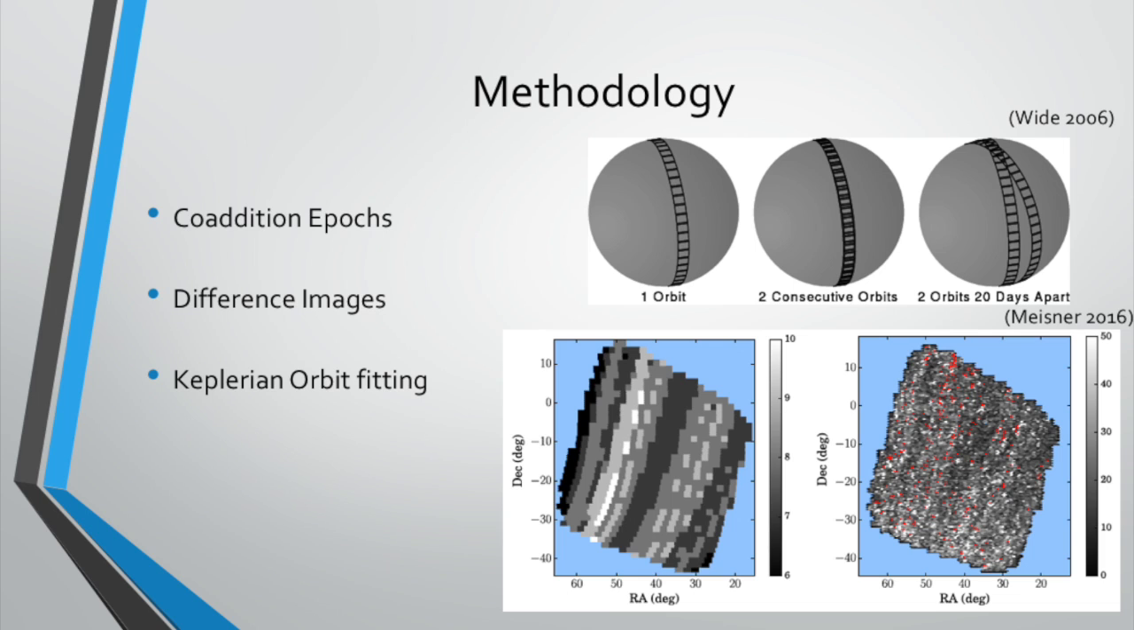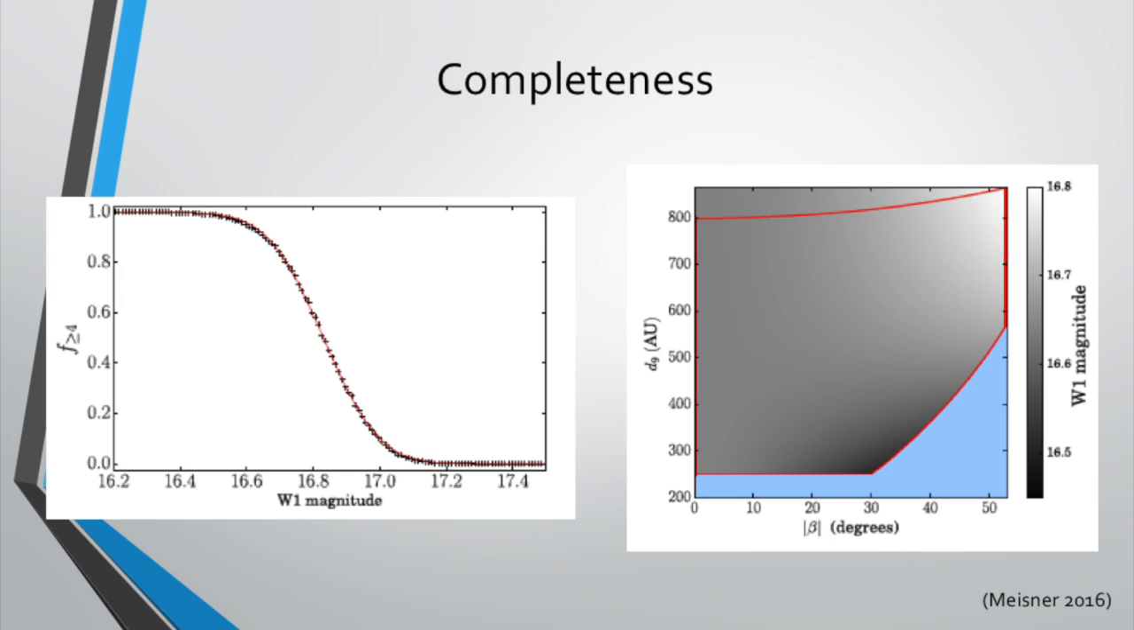The red dots represent the ones linked by Keplerian orbit fitting. The idea behind Keplerian orbit fitting is that Planet 9 would have to orbit at a certain rate. This forces our parallax and movement across the sky as a function of distance to match what our models would predict.